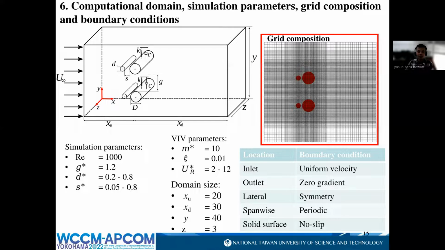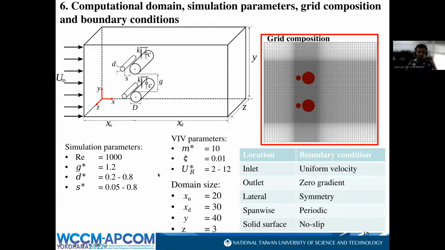Next, this is the computational domain, simulation parameters, grid, and boundary conditions for the current investigation. For the simulation parameters, we perform this investigation at Re 1000, and we use a constant gap ratio equal to 1.2. We use varying D star and S star to investigate the influence of upstream diameter and upstream spacing. For the VIV parameters, we use a constant M star equal to 10 and a constant damping ratio equal to 0.01. The VIV response is investigated in the range of reduced velocity UR equal to 2 until 12.